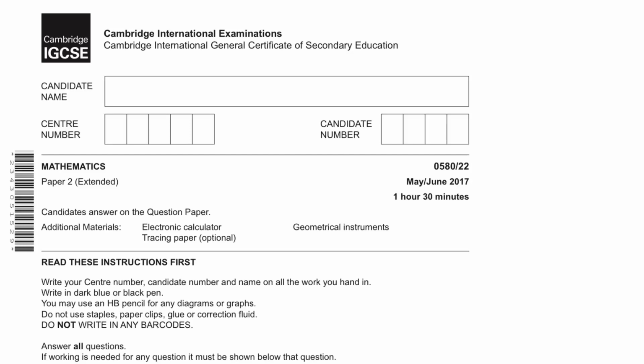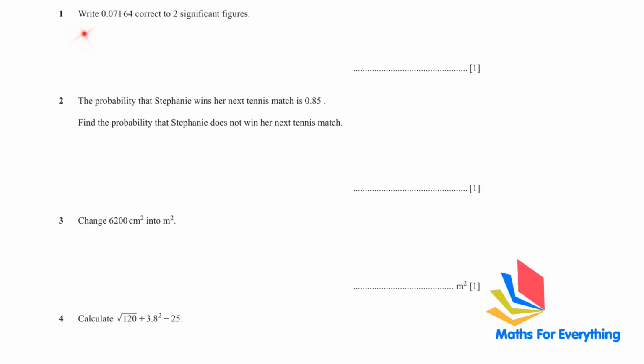So in today's lesson, we are going to solve Cambridge IGCSE Mathematics Paper 2 Extended, Variant 2 May-June 2017. The first question, write 0.07164 correct to two significant figures.